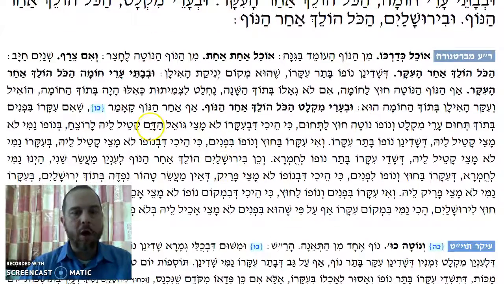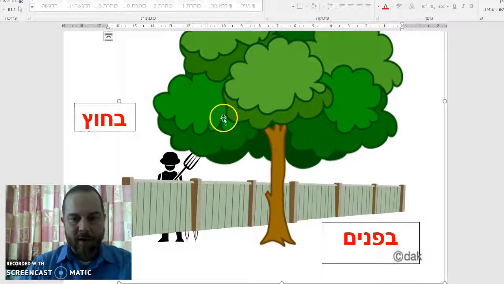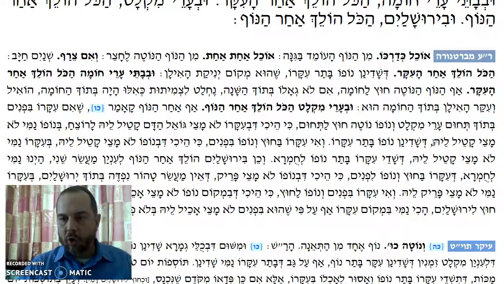Just like ikaro lo matzi goel adam katile lerotzeach. If the guy was standing under the tree itself, if my killer was standing under the tree, i.e. inside, he couldn't kill him. Okay? Ikaro nami lo matzi katile. But nofo nami lo matzi katile. Under the nof, he also couldn't kill him.